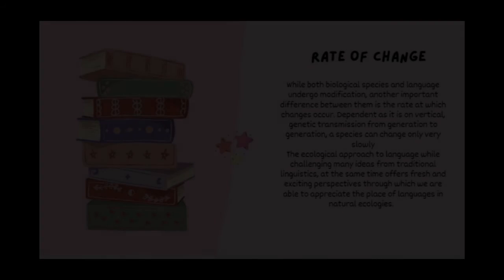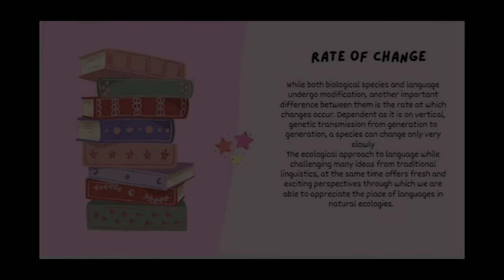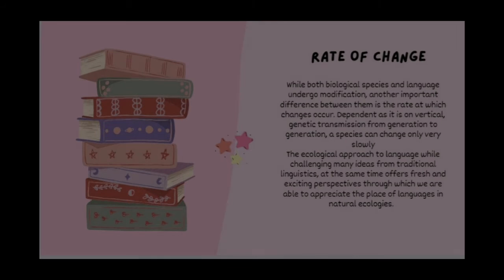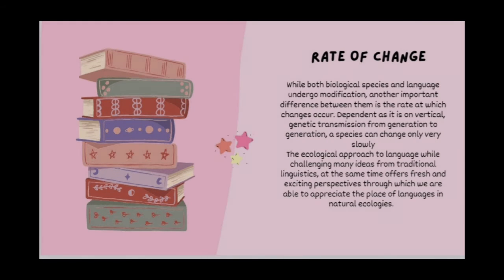The last property is the rate of change. While both biological species and language undergo modification, another important difference between them is the rate at which changes occur. Dependent as it is on vertical, genetic transmission from generation to generation, a species can only change very slowly. The ecological approach to language, while challenging many ideas from traditional linguistics, at the same time offers a fresh and exciting perspective through which we are able to appreciate the place of languages in natural ecologies.